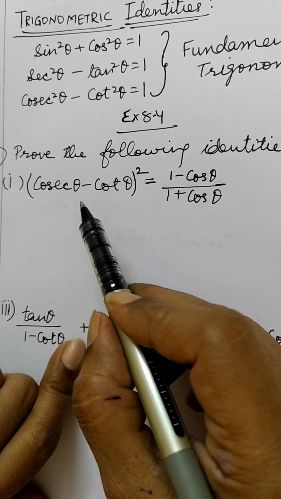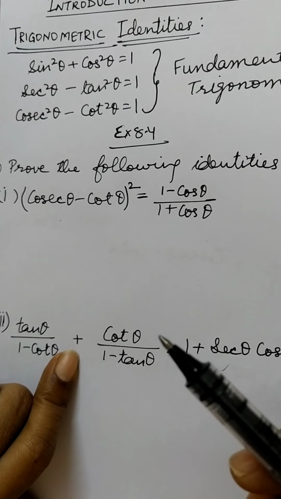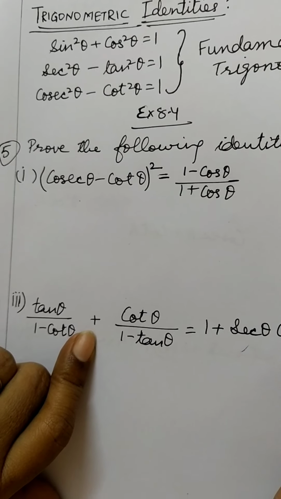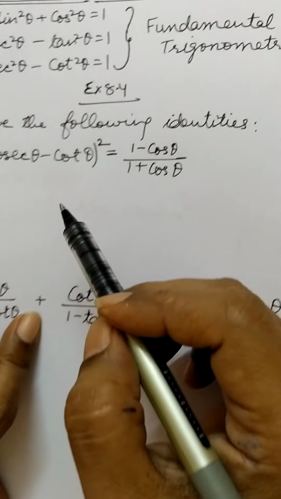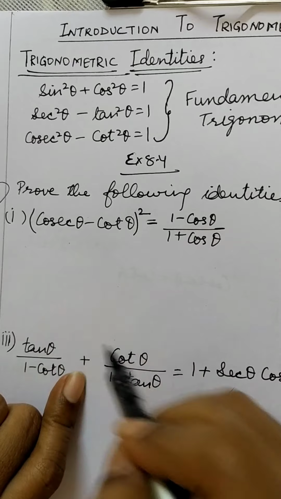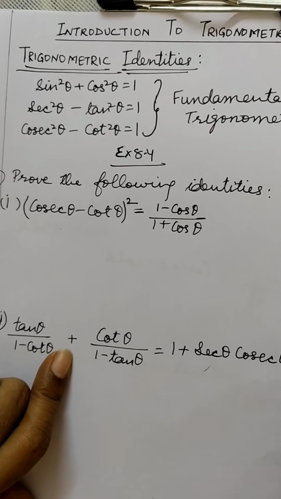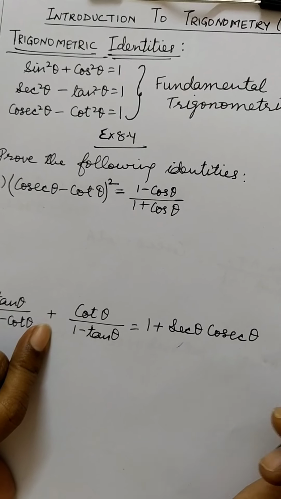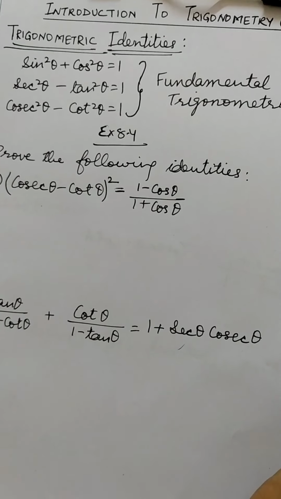You can consider LHS and simplify it to obtain RHS, or you can consider RHS and simplify to obtain LHS, or the third way is that you simplify LHS and RHS separately, and the final expression which you get on simplifying both should come out to be the same. Then also we say that left hand side is equal to RHS.